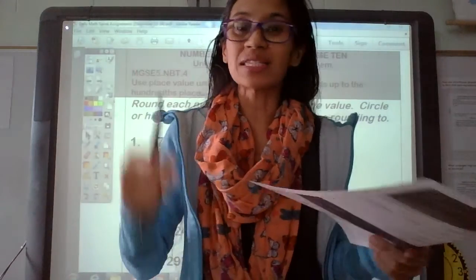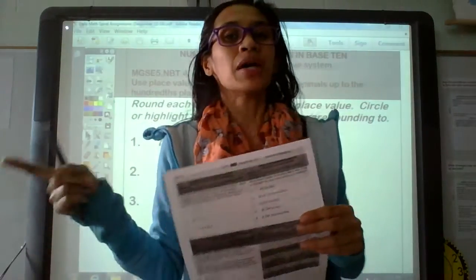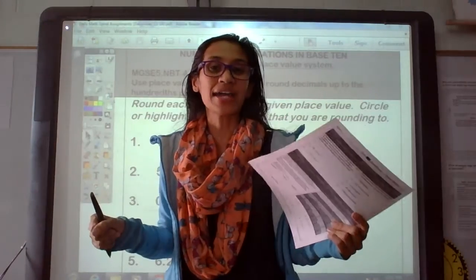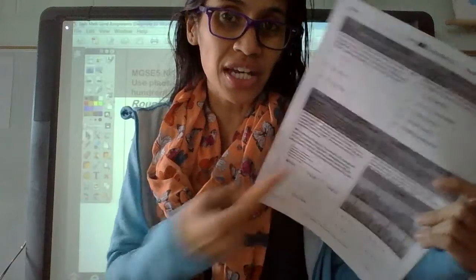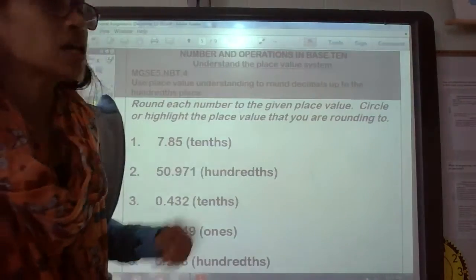We are working on today's math assignment. It is Wednesday, December the 14th. Make sure you have your sheet. I have mine. We are moving on to rounding. Let's begin by reading the standard.